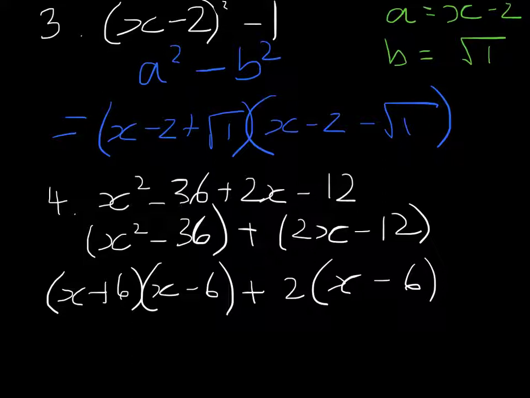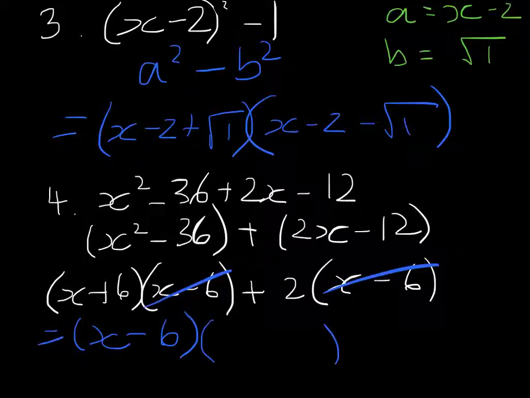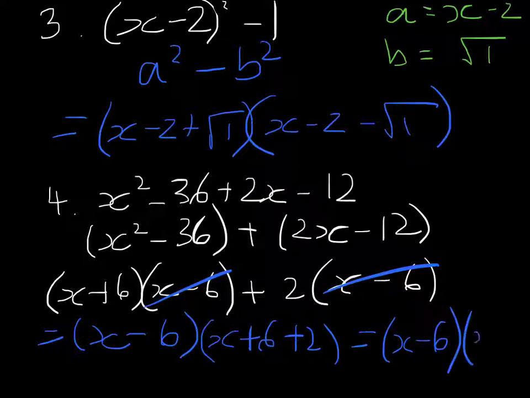So that means I can move that to the front. And if I move that to the front, I'll have, up the front, x minus 6, and what's left goes in the other bracket. So if I get rid of those and they've gone into the first bracket, what have I got left? I've got x plus 6 plus 2, which is the same as x plus 8. So my answer is x minus 6, x plus 8.